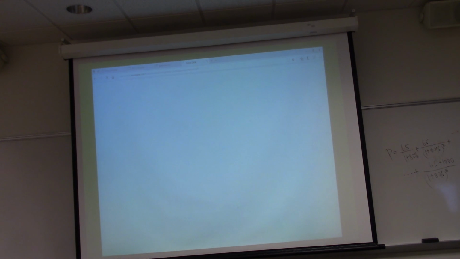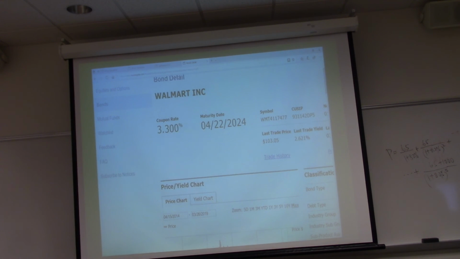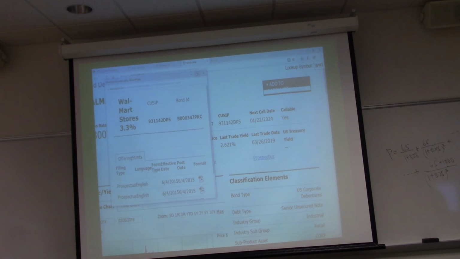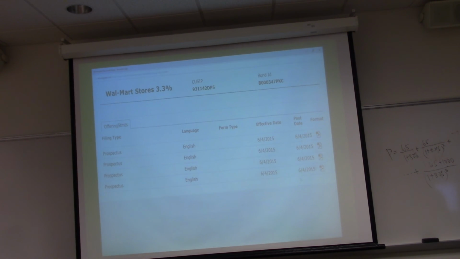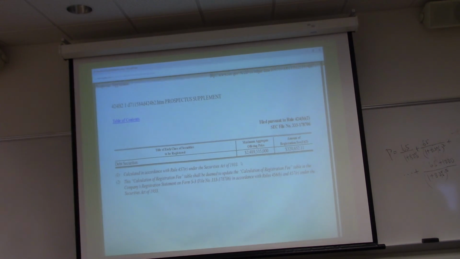So you click on it. And this is the bond detail. So you click on this prospectus. It says underwriters. Oh, sorry. You click, this is a contract. So this is where I got this information. So in the attachment, the underwriters are in the attachment.